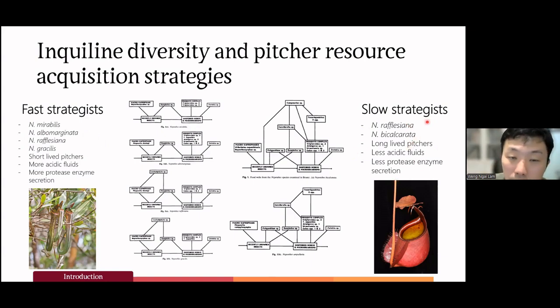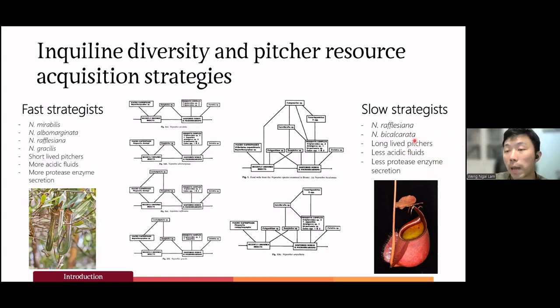I'm not saying that all these species grow faster than these species. Sorry, there's a mistake here. I just realized it's not Nepenthes ampullaria here, it's Rafflesiana. I typed it wrongly. Slow strategies would be ampullaria, bicalcarata, vogelii, these kinds of long-lived pitchers. I'm not saying that fast strategies grow faster than slow strategies, but in terms of the acquisition of prey nutrients, these pitchers trap prey rapidly. The pitchers open, high volumes of prey are attracted by high volumes of nectar. They fall in, they die in the hundreds, and then shortly after, the pitchers senesce. And they acquire all those nutrients in just a couple of months.